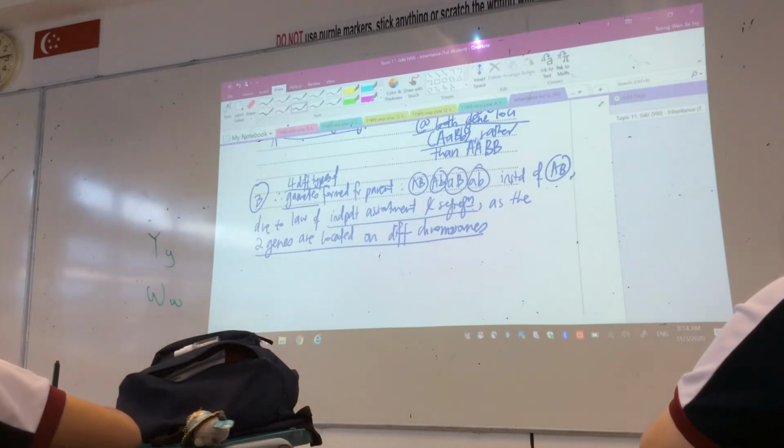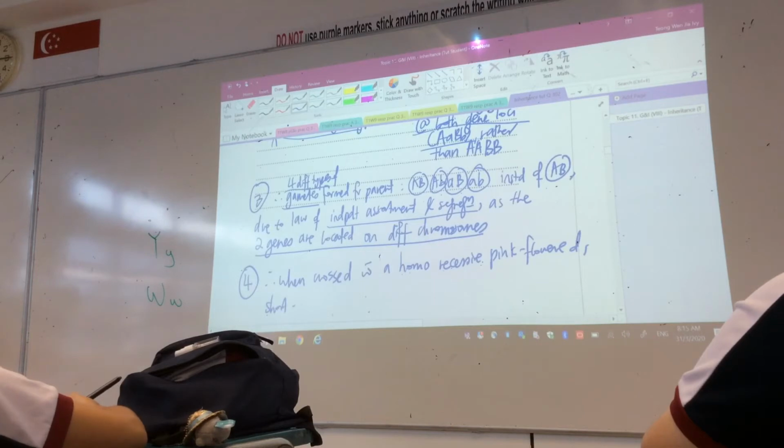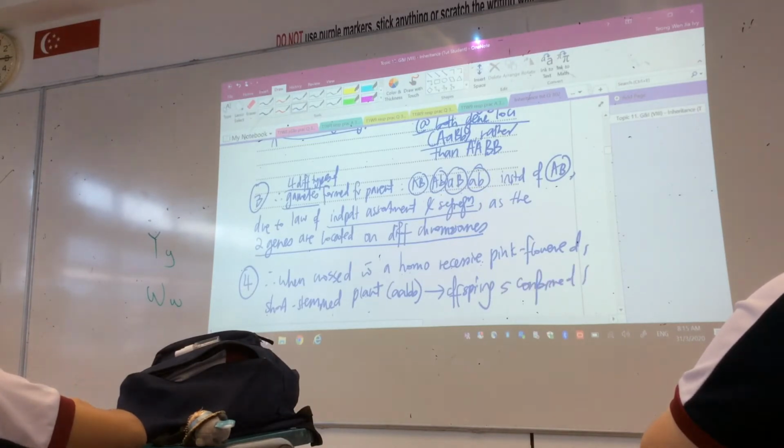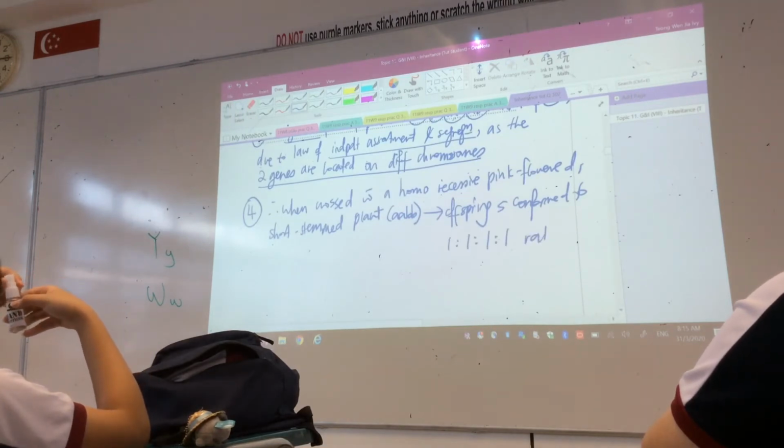Okay, and then what do you think is the last point? Ratio. Yes, ratio. So therefore, when crossed with a homozygous recessive plant, which is pink flowered short stem plant, the offspring conform to 1:1:1:1 ratio.